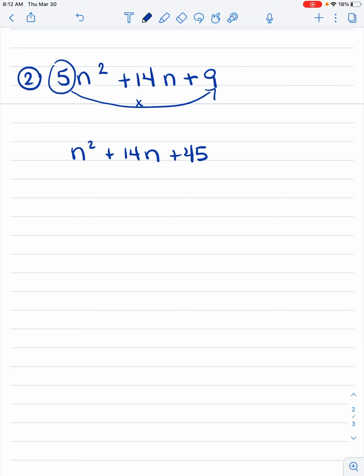Okay, what's next? Now we're going to factor because it's just a regular trinomial. n goes here, n goes here. Now, this is what we like to see. The positive sign means both signs are going to be the same. This positive sign means that they're both going to be positive. So we're going to put n plus something times n plus something. Now let's look. What are the factor pairs of 45? 1 times 45, 3 times 15.